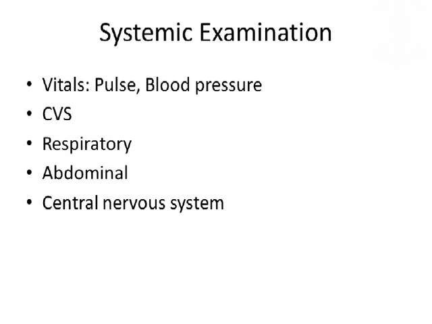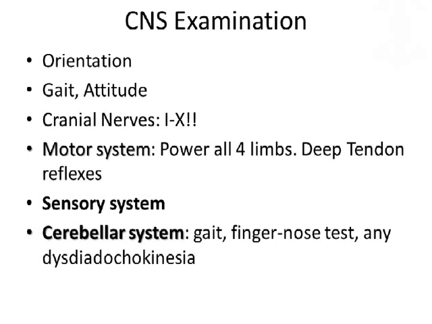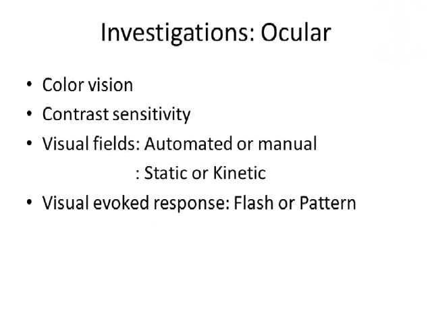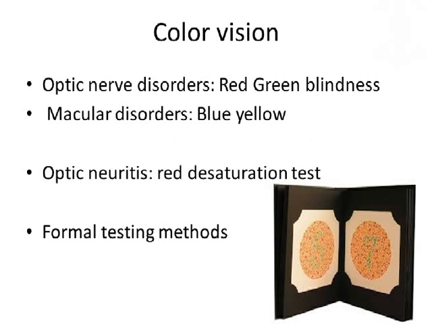Systemically, it's important to do a general systemic examination. CNS is very important. Always look for the cranial nerves, the gait, the motor system, sensory system, and the cerebellar system. Something we often forget to do in practice, because this can give a good idea of where the lesion is. Among investigations, an important one is color vision, which is fairly important.